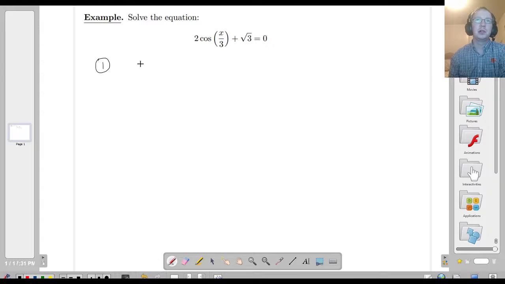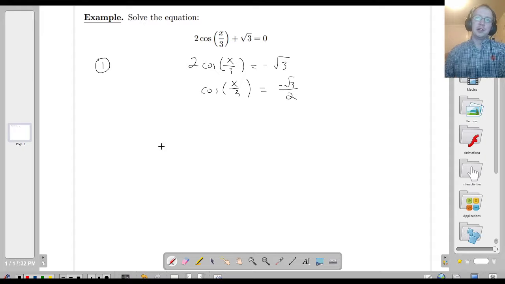So let's start with step 1, where I get a trig function by itself. I will subtract the square root of 3 from both sides, and then I'll divide by 2. Okay, so that's not so bad. I've moved everything to one side. Now in step 2, I'm supposed to find all my solutions for one cycle of that trig function. Well, cosine goes from 0 to 2 pi in one cycle. So that means I need to find the solutions in all the quadrants from 0 to 2 pi, where cosine equals negative root 3 over 2.